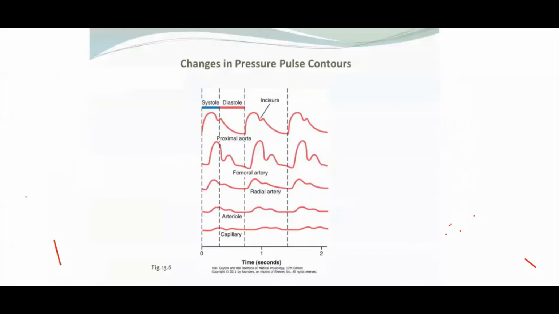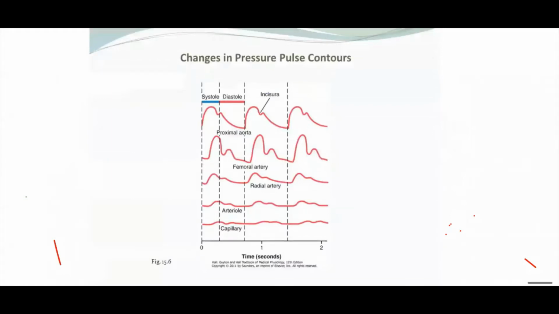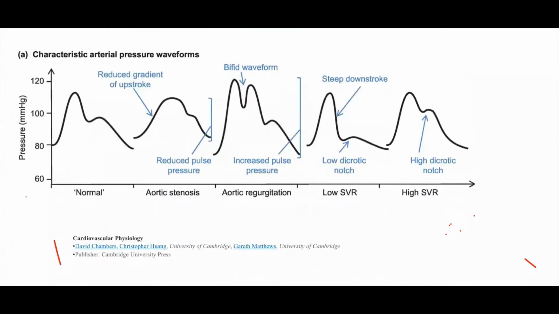Okay. Now look at these characteristic arterial waveforms. When you have aortic stenosis, we said we have pulsus parvus et tardus. So the pulse is small and delayed. Now when we have aortic regurgitation, what do we have? Aortic regurgitation. Wide pulse pressure. What else? You see this one here?